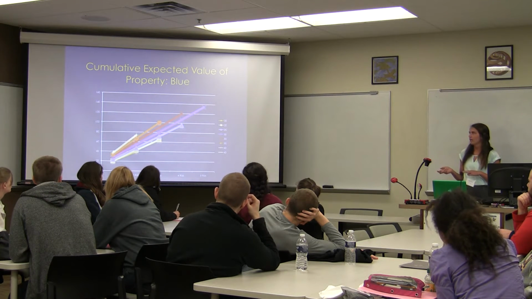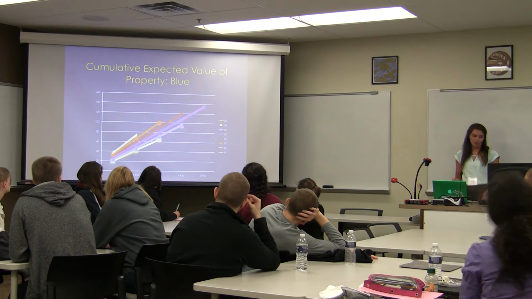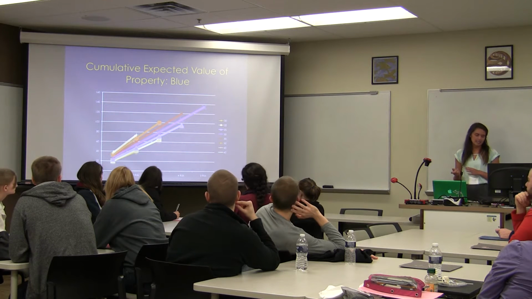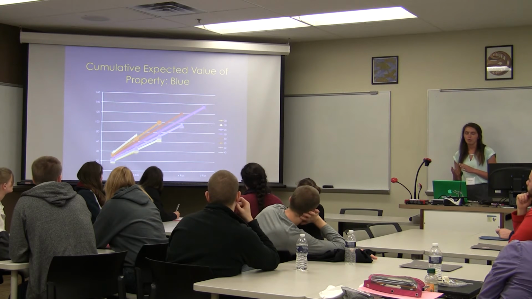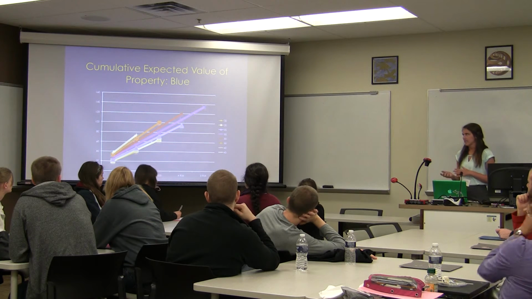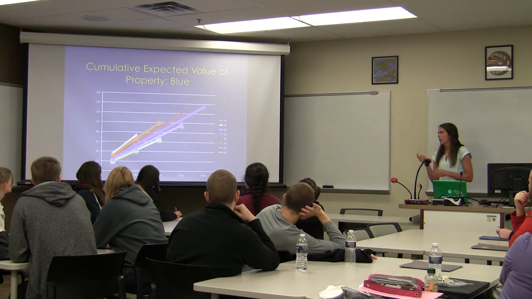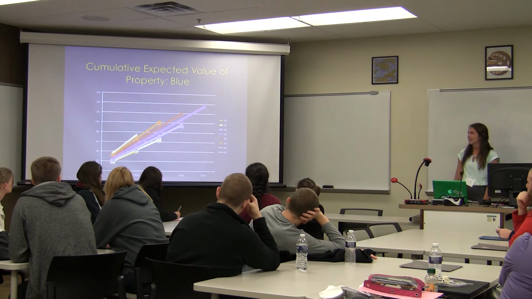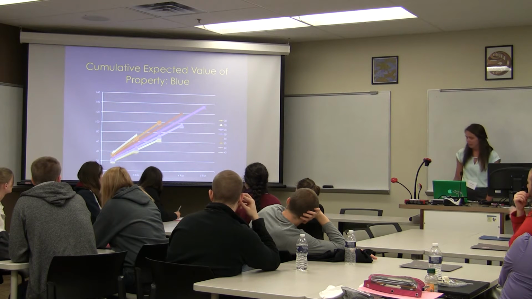So the properties are divided into 4 risk levels. The blue is the safest, which you have first, and then green is more risky but still safe, and then yellow is fairly risky, and then red is the riskiest. So starting off with the safest property, you can see that blue is just pretty steady and increasing throughout the game for how much it's worth.